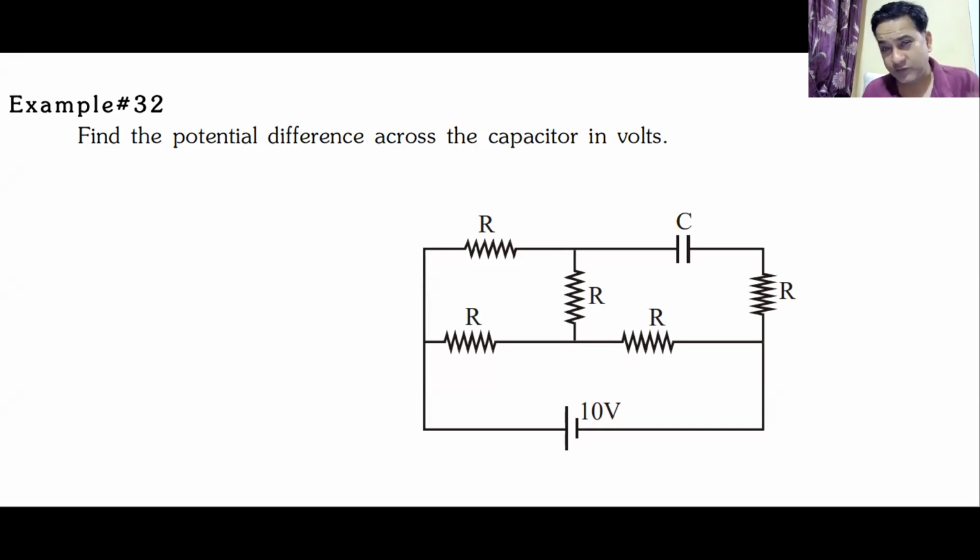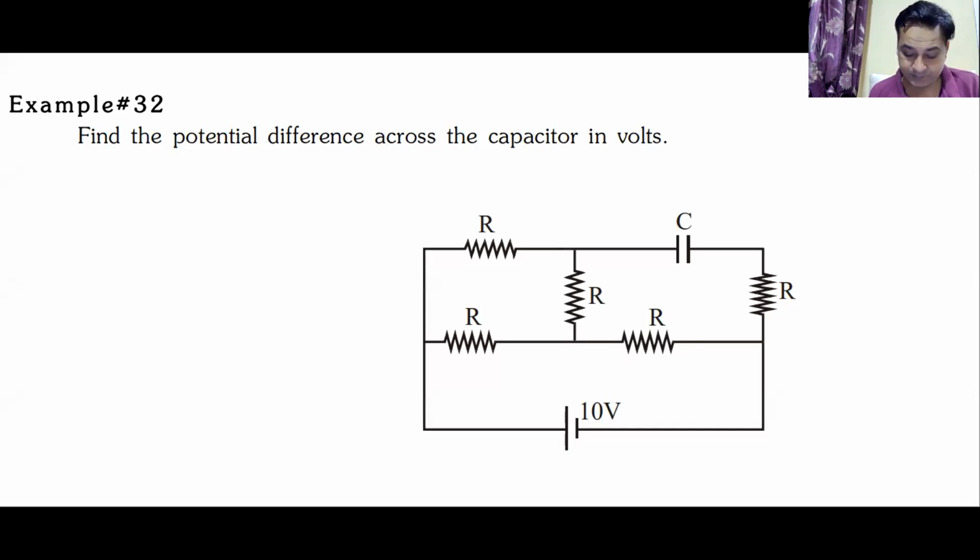So whether it's a question of potential difference across the capacitor or a question of charge on the capacitor, both the questions are same. This is an integer type question. Example number 32 from the sheet, and I give you 2 minutes to solve this. Shall I do it? How this has to be done?